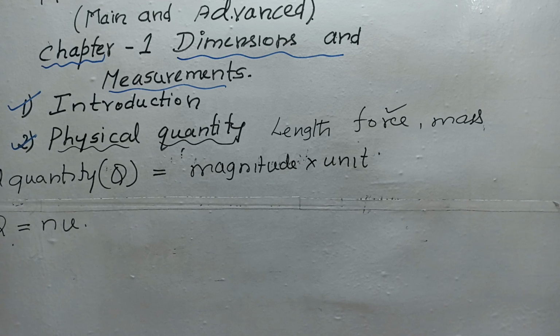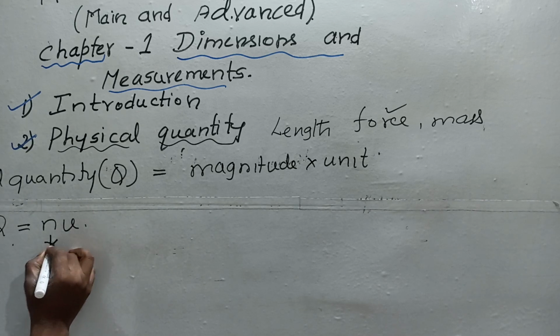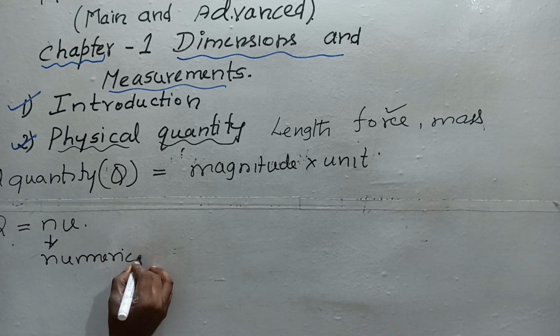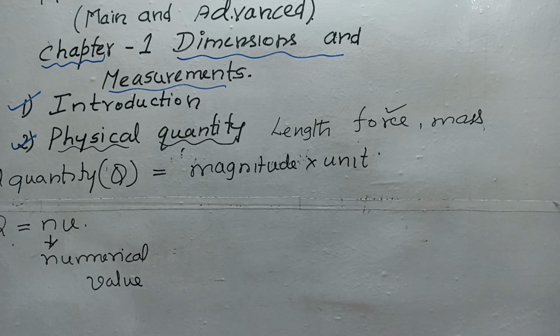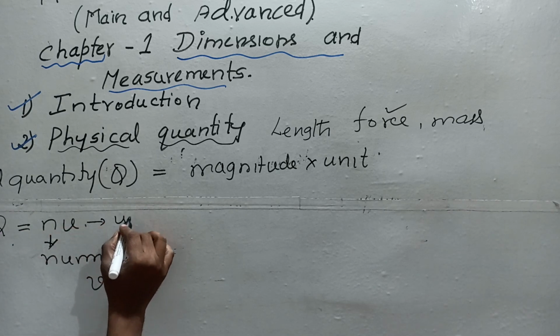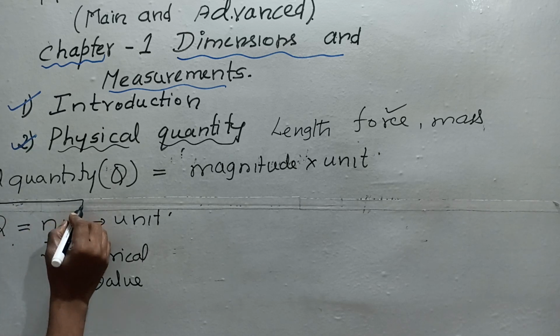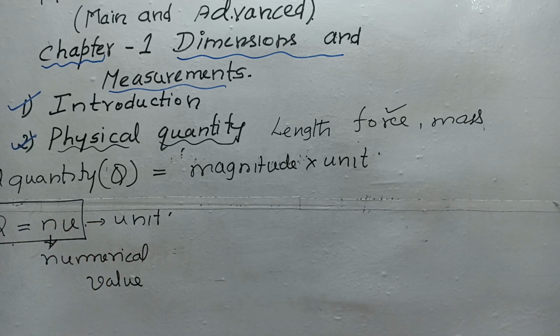What is N? N represents the numerical value and U represents the unit. Numerical value is nothing but one number, and U represents its unit. So a physical quantity one can represent as Q is equal to N into U. So these are the things you should remember here.